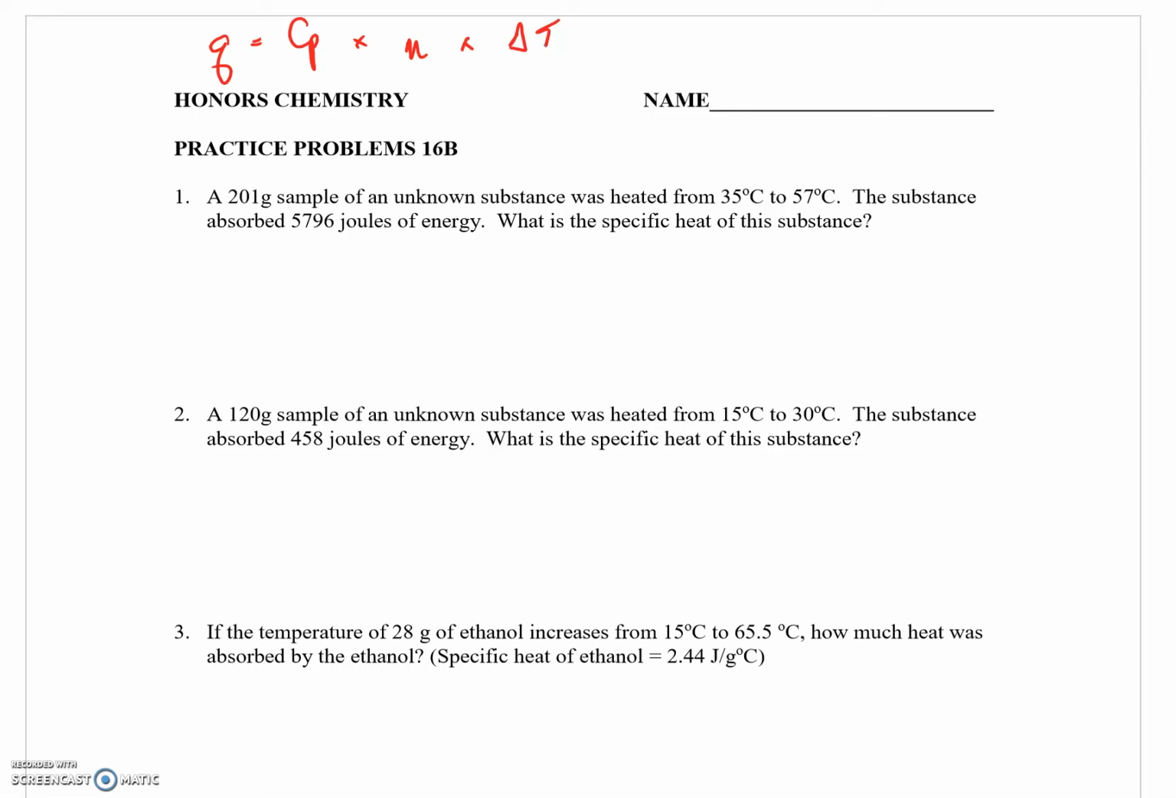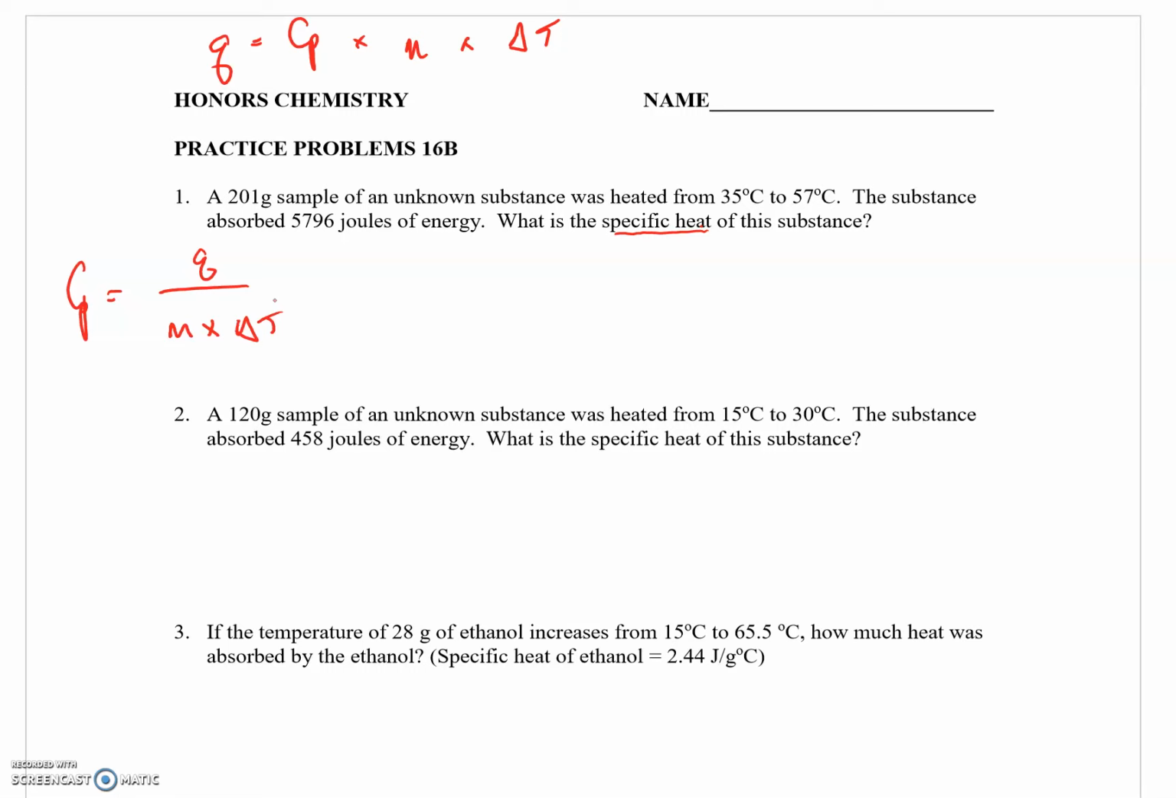So for example, here we are in practice 16B, and it's asking for the specific heat. That means we want CP. So that means that this version is going to look like this: Q over M times delta T.